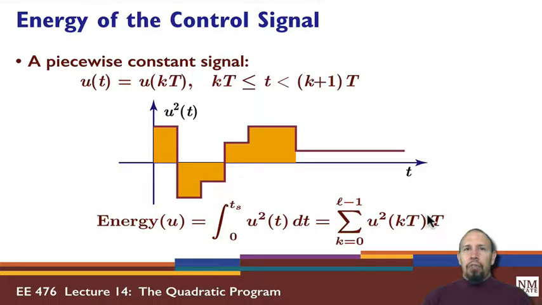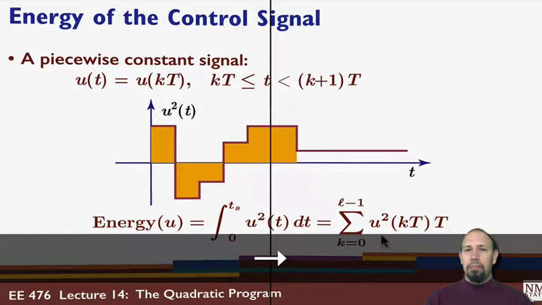Okay, and so if we want to minimize the control energy, we can do it by minimizing this sum, which basically boils down to something like a least squares problem. Cool. We've already seen how to solve a least squares problem.